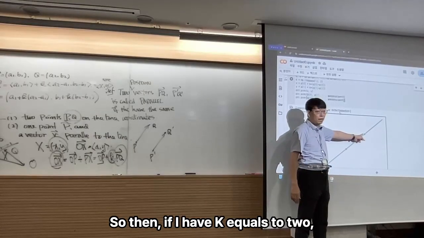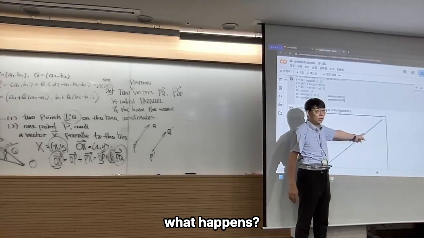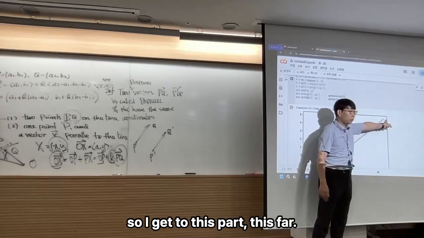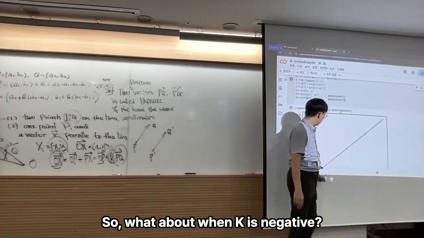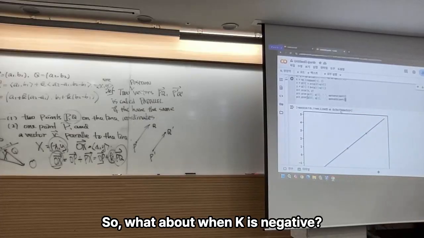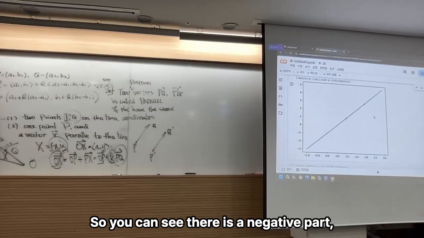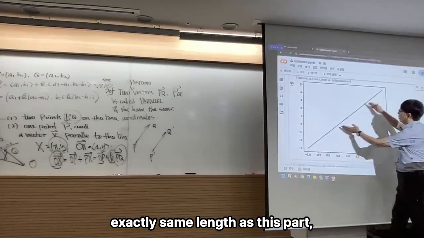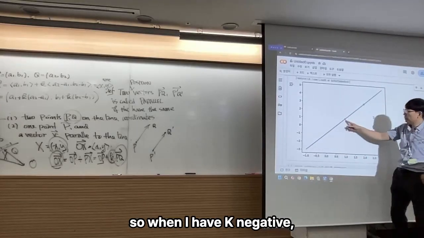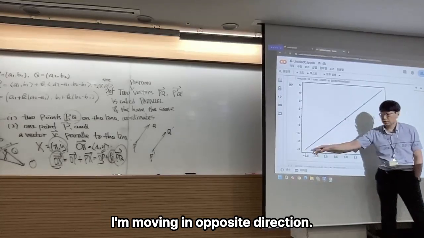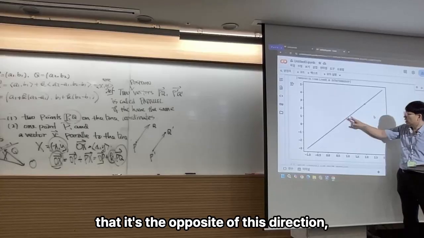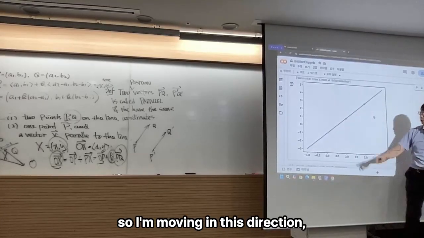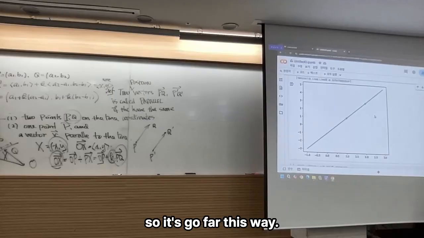So and then if I have K equals to 2, what happens? I move another PQ direction here, so I get to this far. So what about when K is negative? So you can see there is a negative part, exactly same length as this part. So when I have K negative, I'm moving in opposite direction. So opposite means that it's the opposite of this direction. So I'm moving in this direction. So it goes far that way.